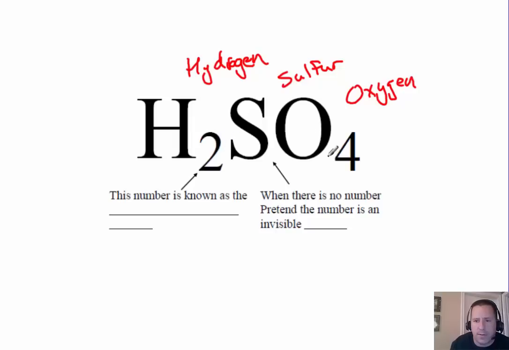Now there's some numbers on the bottom. Let's talk about what those are. This number down here is known as a subscript. And the subscript tells you how many of this hydrogen atom there are. So this is saying that there are 2 hydrogen atoms. When there is no number, you need to pretend that that number is an invisible 1. So I sometimes will write a 1 right there. This is telling you that there's 1 sulfur atom and that there are 4 oxygen atoms in this molecule. Okay?